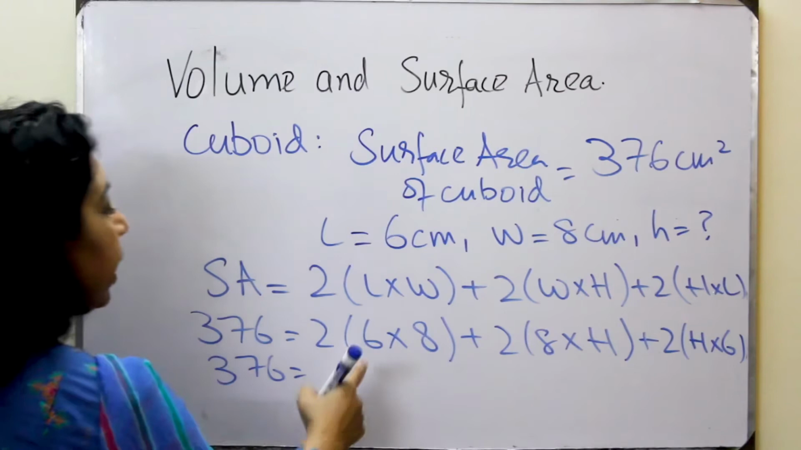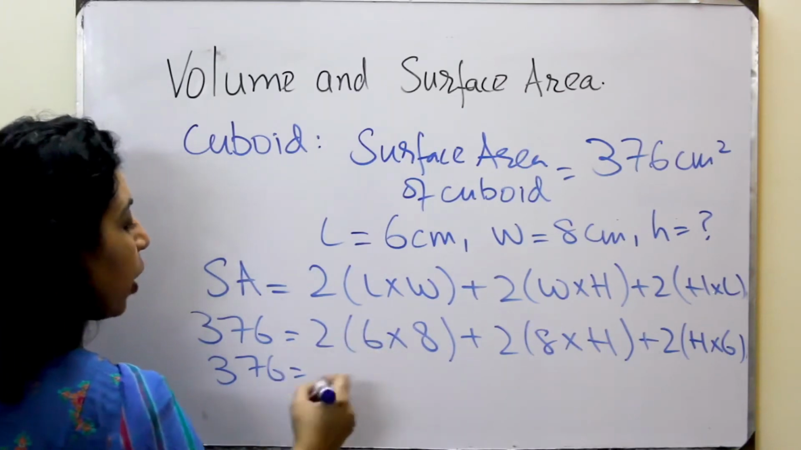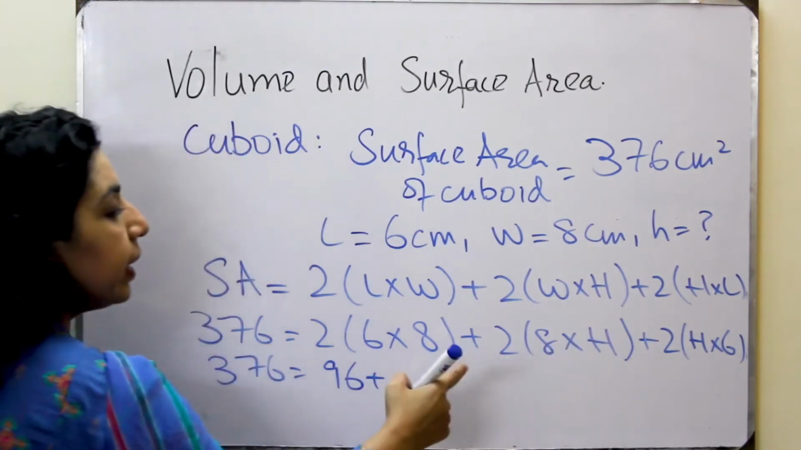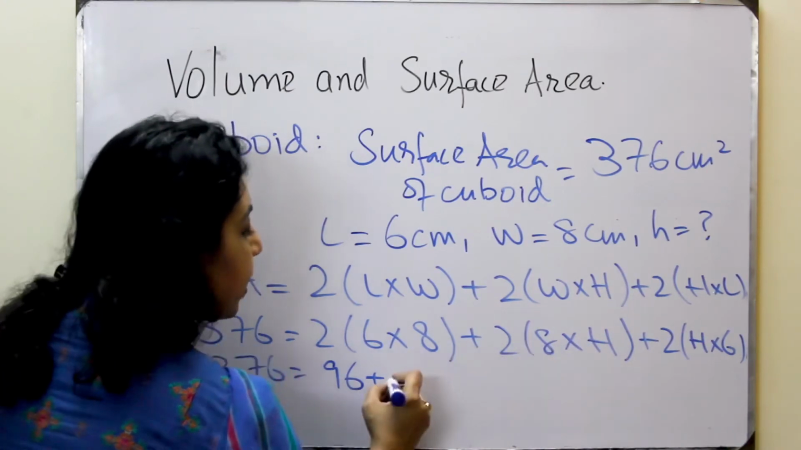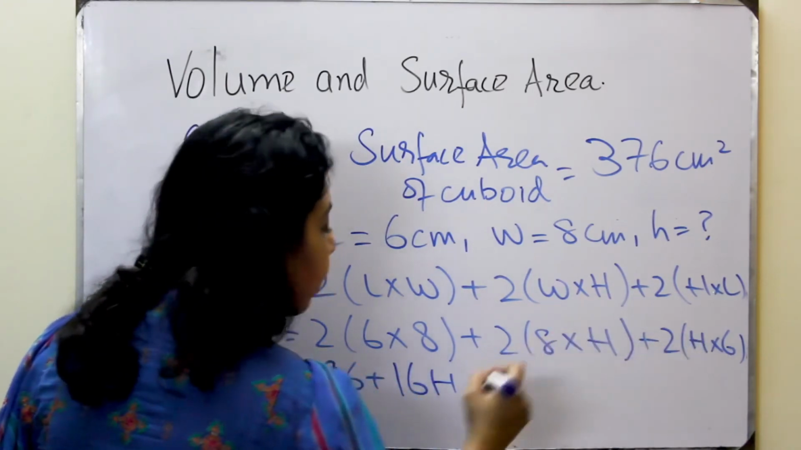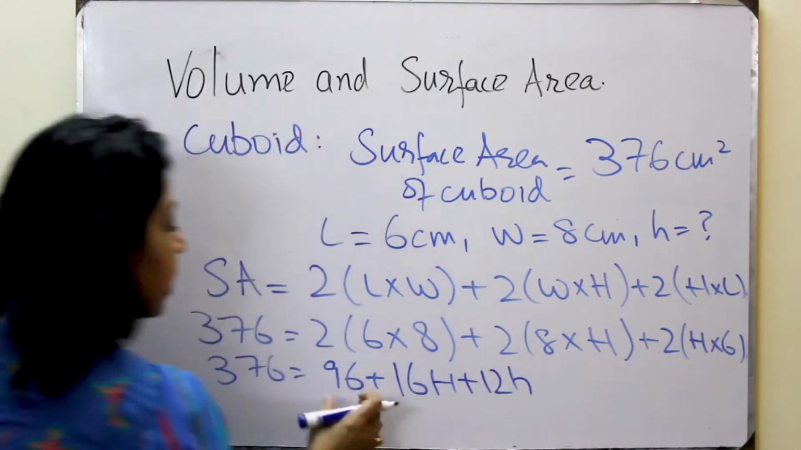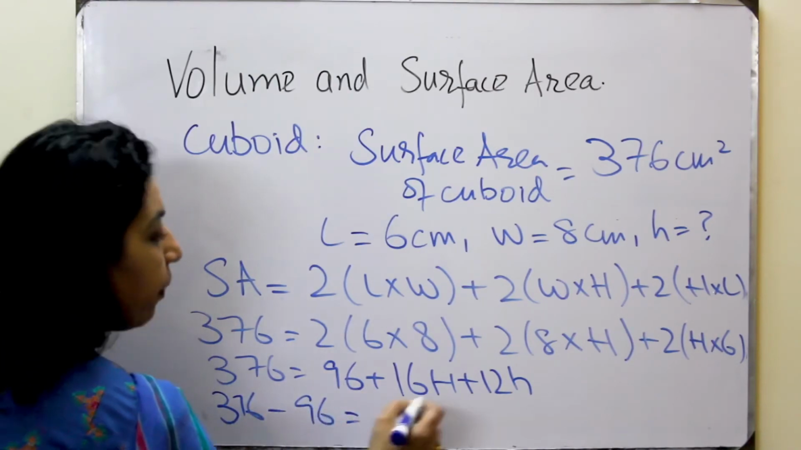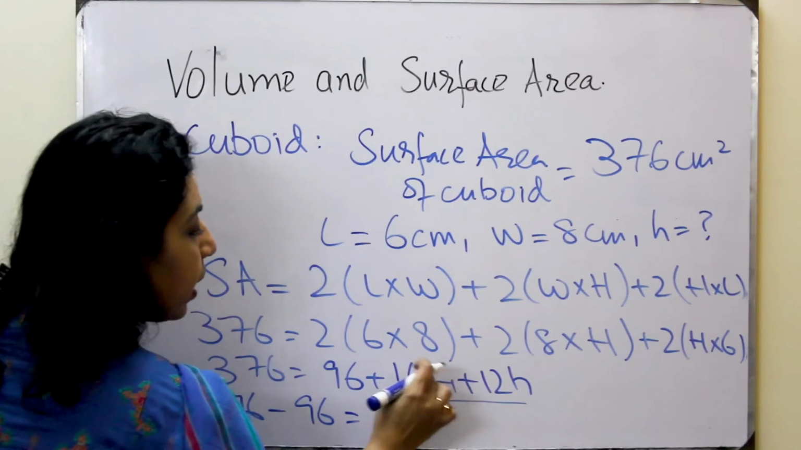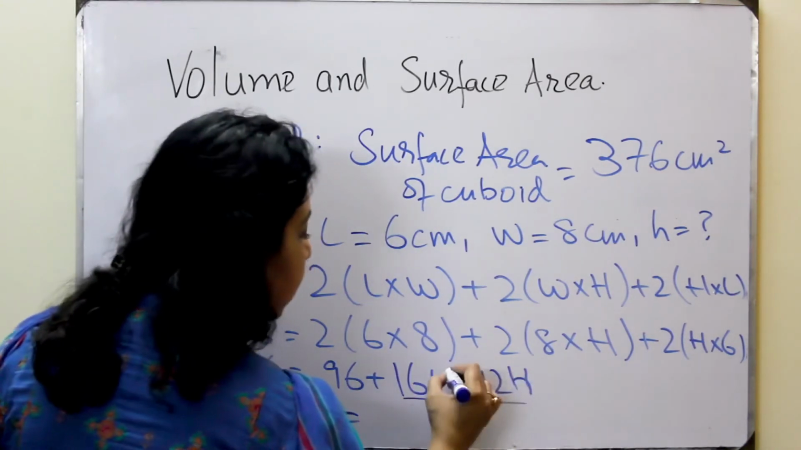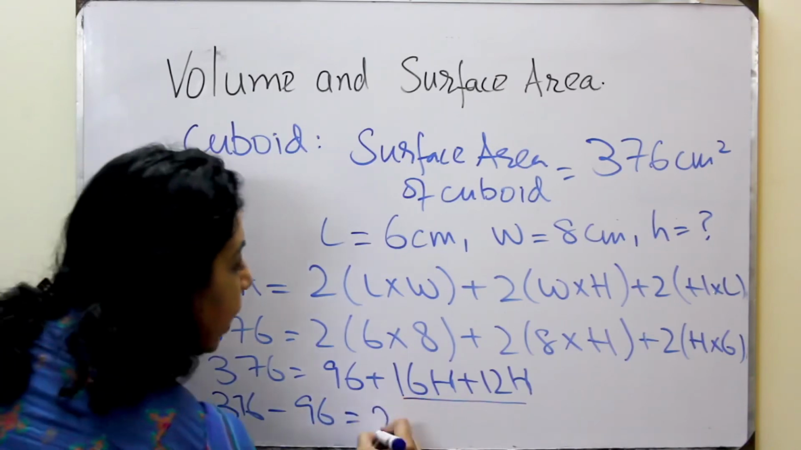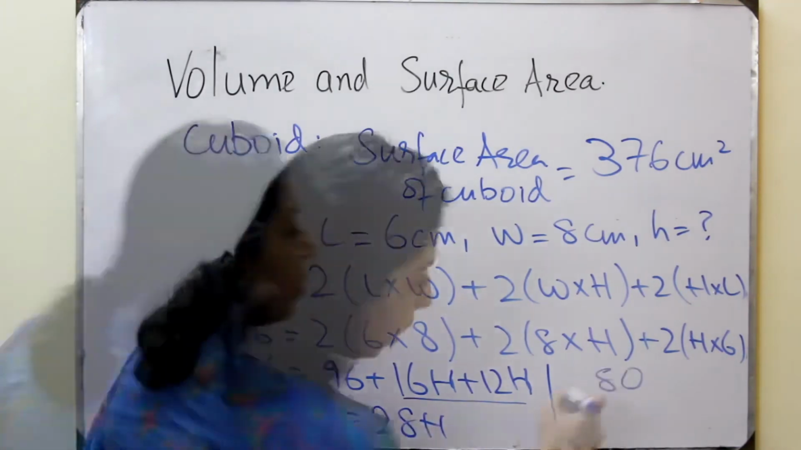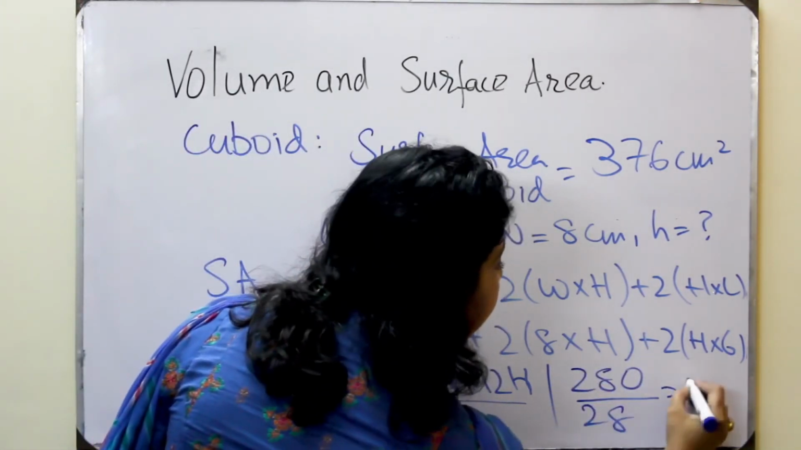6 times 8 is 48. 48 is twice, so when we multiply 48 with 2, it is 96. This is 8 multiplied by H is 8h, 8h multiplied by 2 is 16h. And 6h multiplied by 2 is 12h. So I shall subtract this 96 from this side. As it is positive here, on the other side it will be negative. I shall add these two h terms. We can take small h or capital H, our choice. Okay, I take it as capital H, 28H. So when I find the height, I subtract these two and divide by 28.